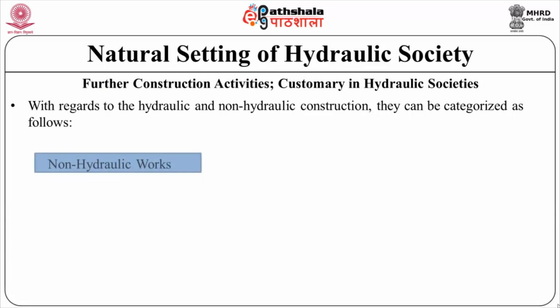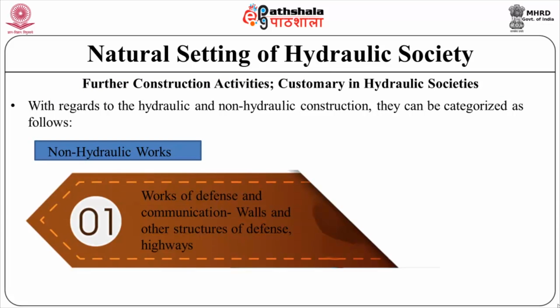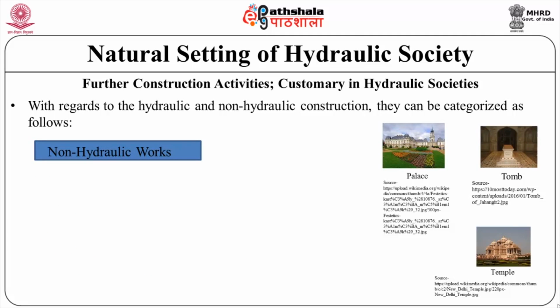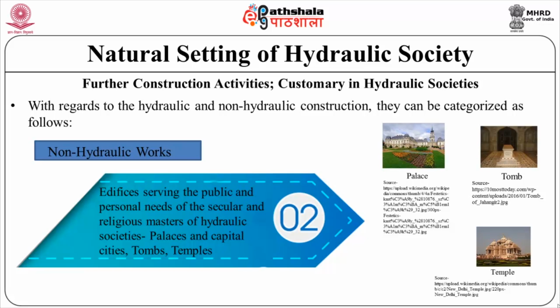Now, let us see the non-hydraulic works. The works of defense and communication: walls and other structures of defense. Highways come under this category. Edifices serving the public and personal needs of the secular and religious masters of the hydraulic societies, that is, palaces and capital cities, tombs and temples. Table 1 indicates the management-related aspects of the hydraulic state, both in agriculture and industry, in 4 institutional conformations.